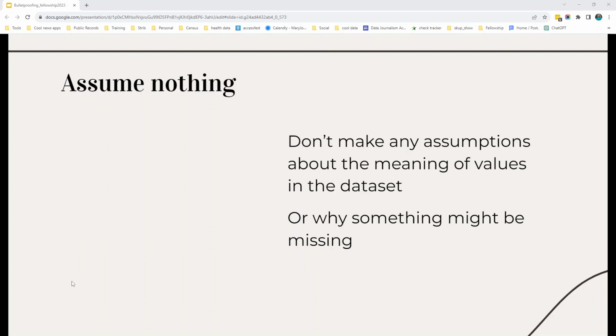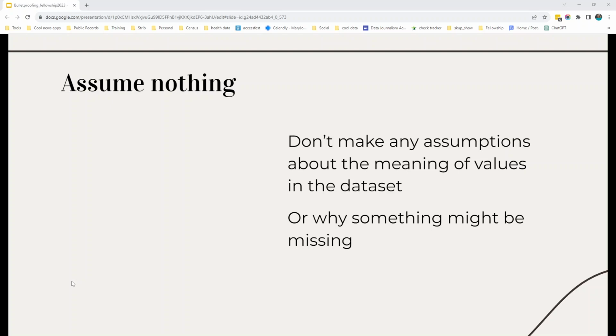Assume nothing. Don't make any assumptions about the meaning of values in the data set or why something might be missing. A really simple example: especially a long time ago, when computer space was expensive and rare, agencies would often have a gender column where the values would be either 0 or 1. Well, which one's male and which one's female? You need code books to tell you what that code is. You don't want to just assume which is which. I learned over the years that most agencies did 0 for male and 1 for female, but what if one did it differently than the other agencies, and your assumption would be wrong?